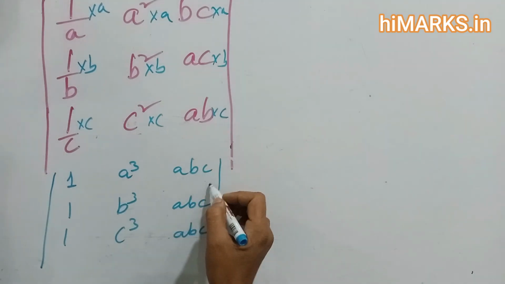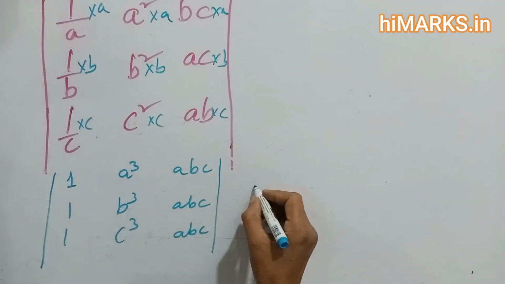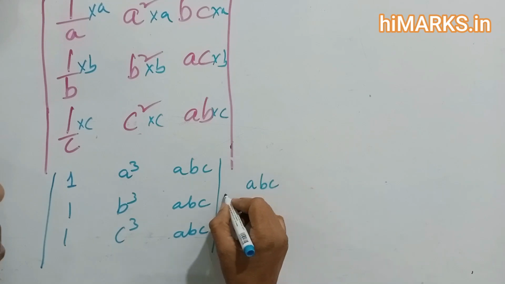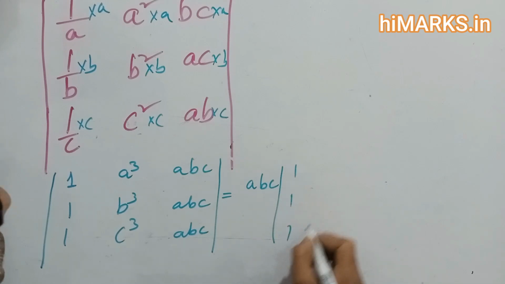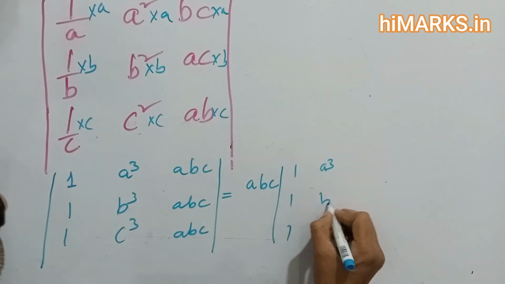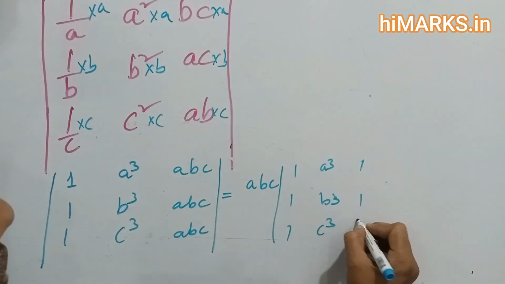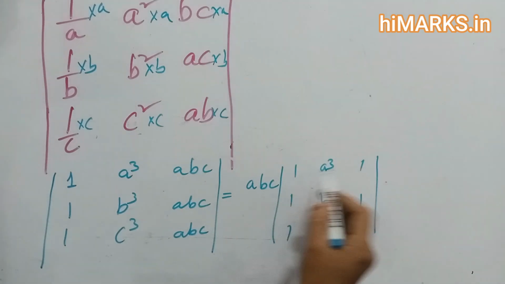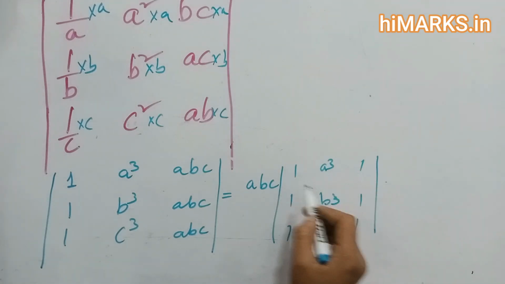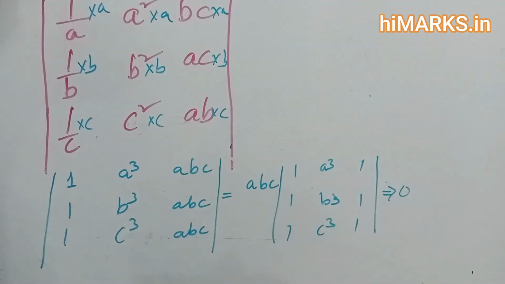Now if abc is taken common, you will get 1 1 1, aq bq cq, and 1 1 1. That means two rows are the same. Now if you subtract one from another, you will get a row of 0. So hence it is proven this determinant value is 0.